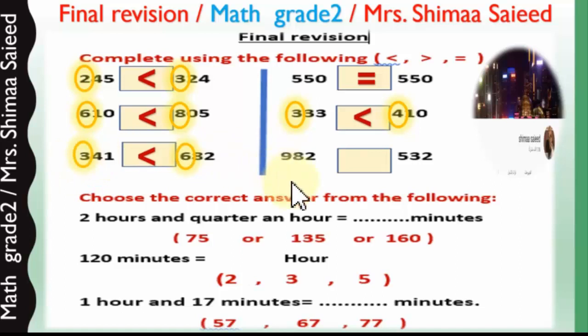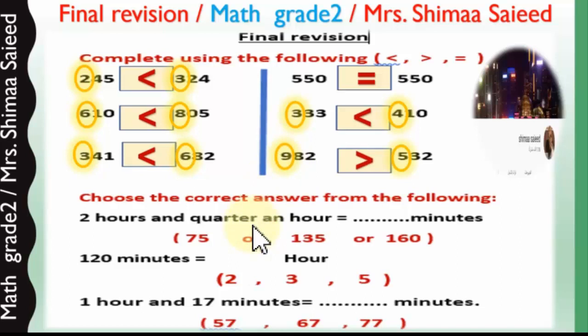The last one, we have 982 and 532. This is a 3-digit number, and that is a 3-digit number. Here we have 9 in hundreds place, and here we have 5 in hundreds place. You know that 9 is greater than 5. So 982 is greater than 532.